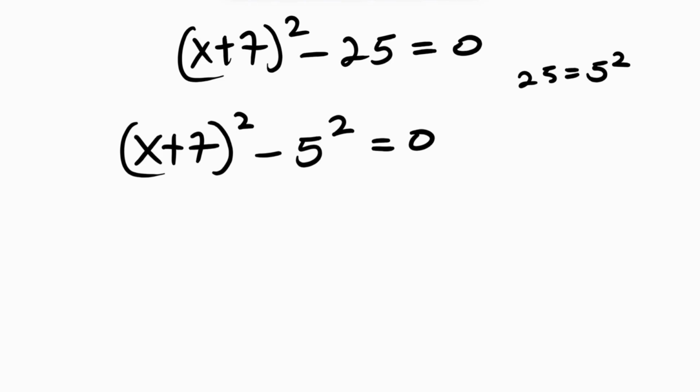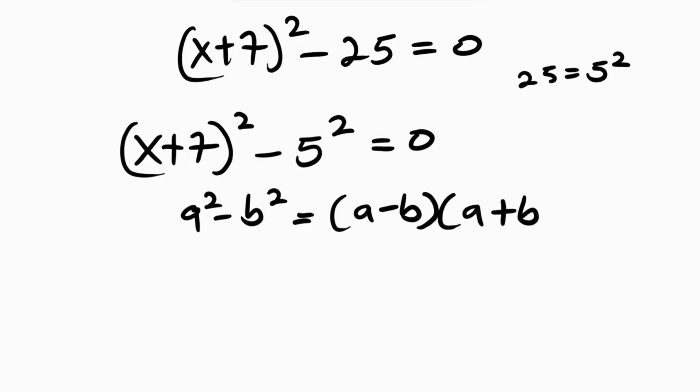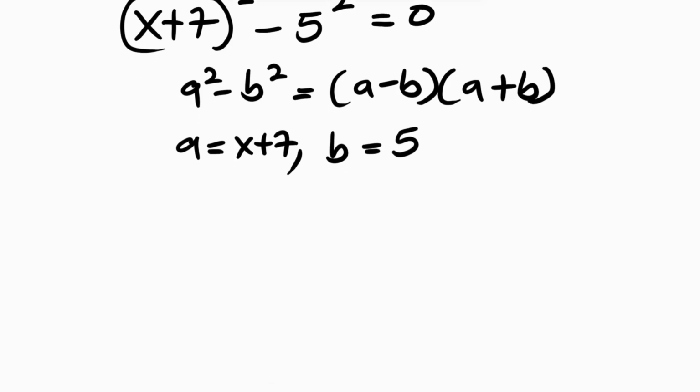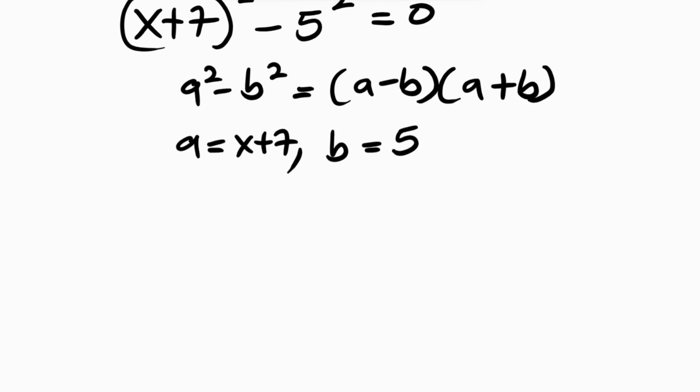So now this is in the form of a² − b², which we know is equal to (a − b)(a + b). So now in this case, our a is equal to x + 7, and our b is equal to 5. So let's plug these into the equation.